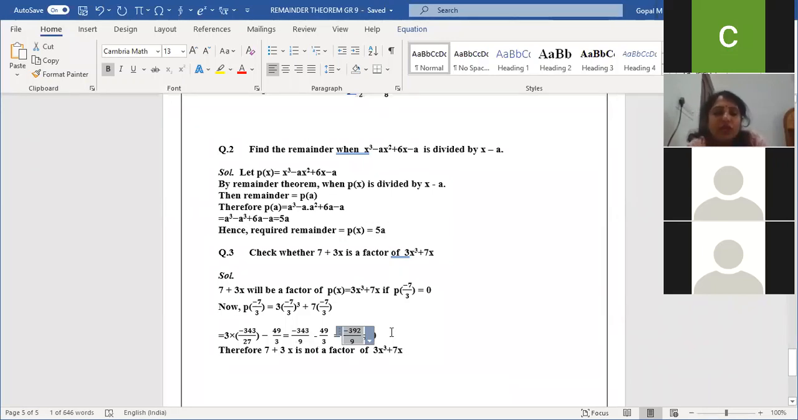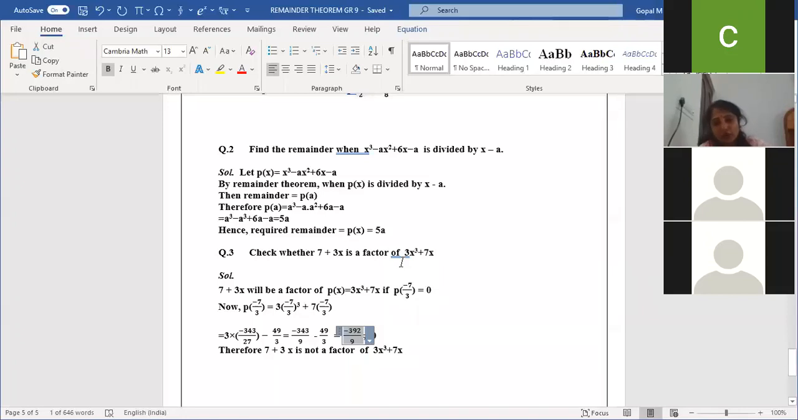No, ma'am. If it is not equal to 0, is 7 plus 3x a factor of 3x cube plus 7x? No, ma'am. So it is not a factor. If you are getting 0 remainder, I can say it is a factor. If you are not getting, since we are not getting 0, we can say it is not a factor. Am I clear, children? Yes, ma'am.